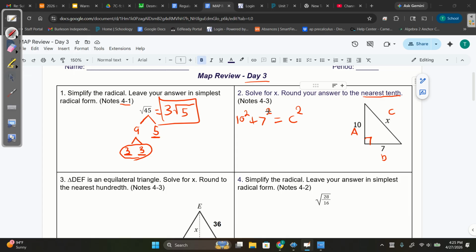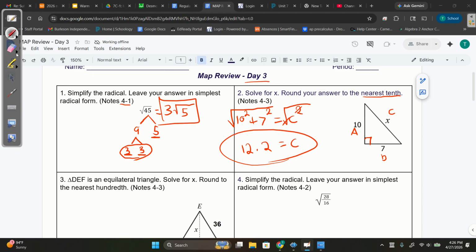All my numbers are already on this side, so all I've got to do is take the square root of each side to get the c by itself. And because I'm able to use the calculator, I'll just type this into the calculator and get 12.2. So the last side of this triangle is 12.2. Let's move on to example number 3.